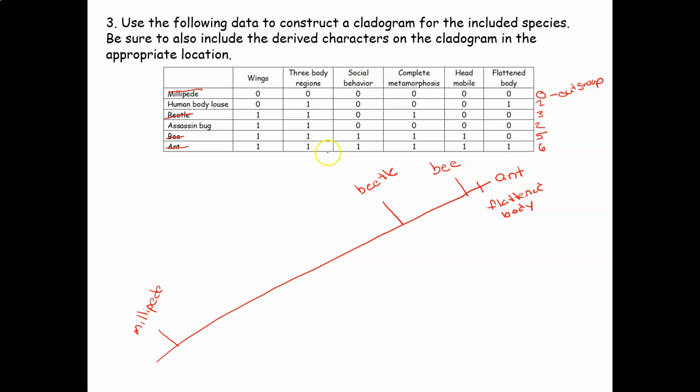And my human body louse and my assassin bug both have 2. So because they've got the same number of traits, that means they're going to have to branch off of each other. So they're going to come on here like this. And whether you put the assassin bug here, the body louse here, or vice versa, really doesn't matter. It's just that they have to come on the same line and they have to include the right traits in the right places.